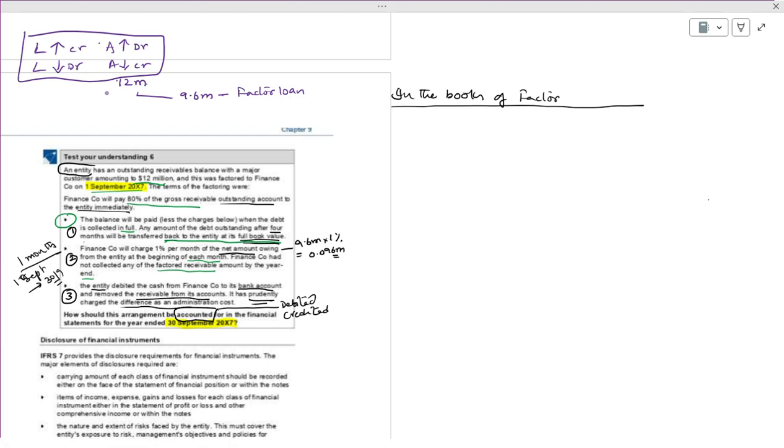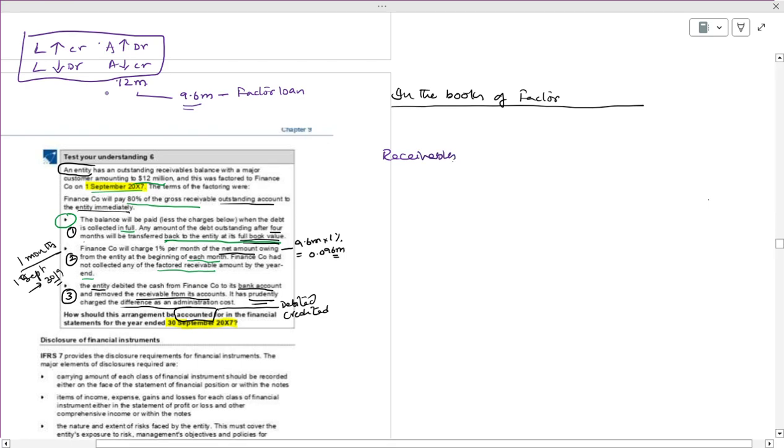What happens? You are converting 80% of your receivables into a loan. They are giving you 80%, and subsequently, whenever it is possible, it will be converted into cash. Now, the loan amount is increasing. You are receiving cash in the form of a loan. What you are receiving is going to be your receivables.